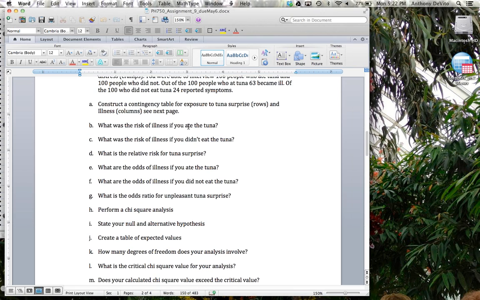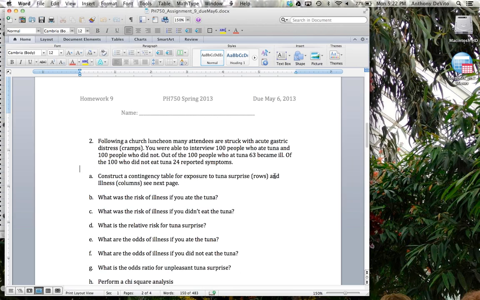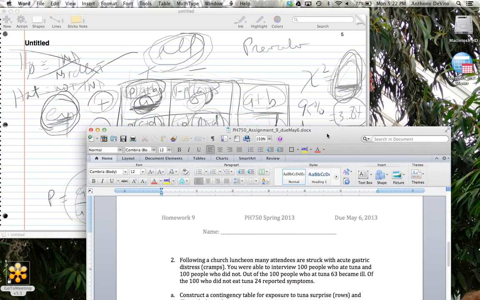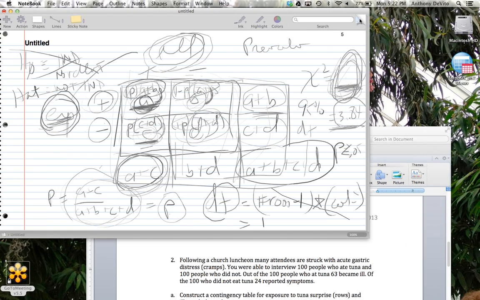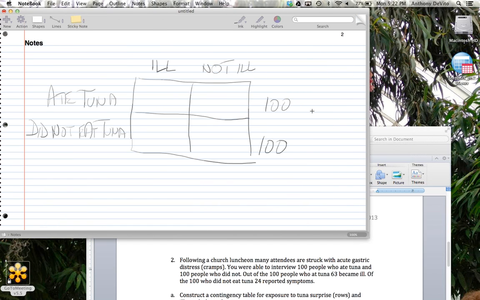Okay, so let's construct a contingency table for this exposure. And there's a couple of ways I could do this. One way is to use Excel, and I think I'm going to do that because it's going to save me a little bit of time. Normally, if you want, you can do it by hand. In fact, I think I have this set up here by hand.